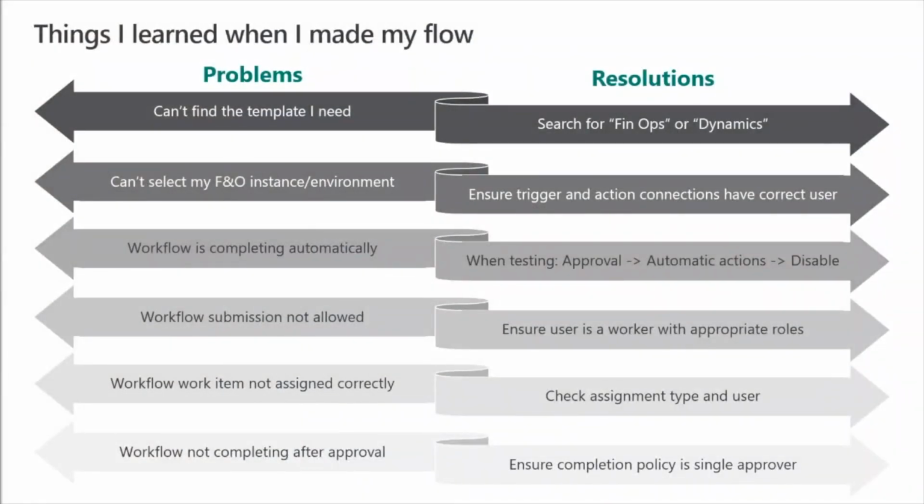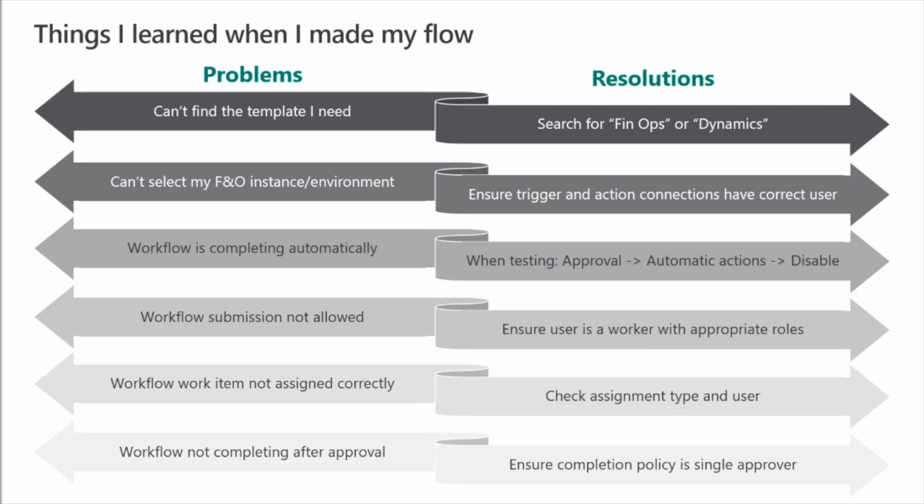So some things that I was reminded of and learned when I was coming up with this demo, just to kind of highlight those for you. If you can't find the template that you need, you want to search for FinOps or Dynamics. Either one will kind of take you to that location, but FinOps is one of the easier ways. If you can't find the F&O instance or environment, ensure that the trigger and action connections have the correct user. So the ... on each trigger or action within Power Automate allows you to set the connection to a specific user. If you have multiple users that you are operating in the browser, it might pick up the wrong one, so just double check on those.